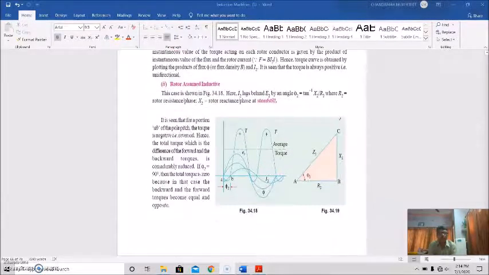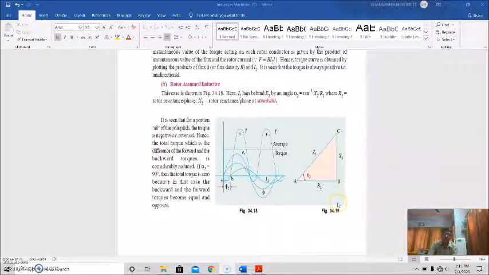Now if we think the rotor is inductive, in that case the rotor current I2 lags behind the rotor induced EMF E2 by the angle phi 2, which is phi 2 equal to tan inverse of X2 by R2. If we take this impedance angle, this is R2, this is X2, this is impedance Z2, and this is phi 2. So phi 2 is tan inverse of X2 by R2, where R2 is the rotor resistance per phase and X2 is the rotor reactance per phase at standstill condition.